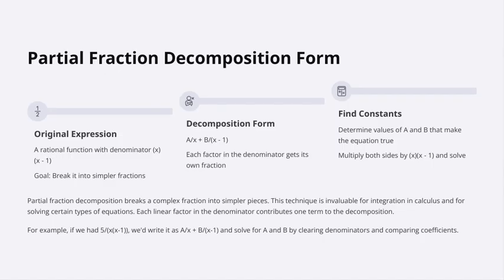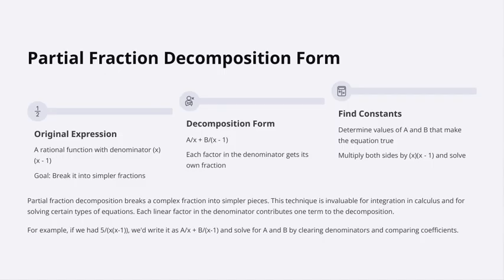To find a and b, we multiply both sides of the equation by the common denominator, which is x times (x minus 1), and then solve for these constants. For example, if we have 5 over x times (x minus 1), we set it equal to a over x plus b over (x minus 1), and then clear the denominators by multiplying through. This allows us to compare coefficients or plug in convenient values of x to find the constants. Overall, partial fraction decomposition breaks down complex fractions into simpler pieces, making them much easier to work with, especially in calculus and algebra.